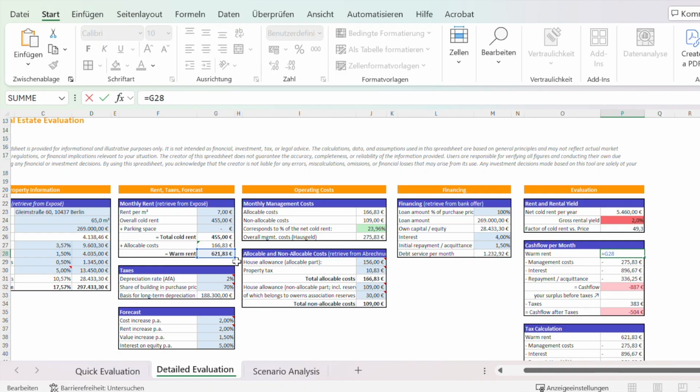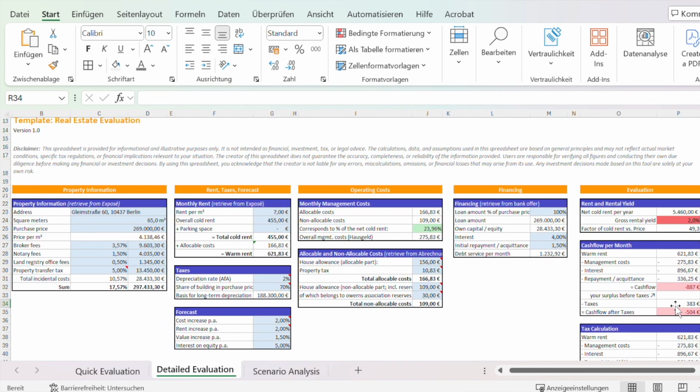Now, let's go through this again. The renter currently pays 621 euros in warm rent, meaning cold rent plus the allocable costs, right? Then you have management costs, or the Hausgeld, of 275 euros. Then you pay 896 euros in interest to your local bank, and you repay 1.5% of the purchase price, meaning 336 euros on a monthly basis to repay the principal. And this leaves you with an even higher cash flow of 887 euros, right?